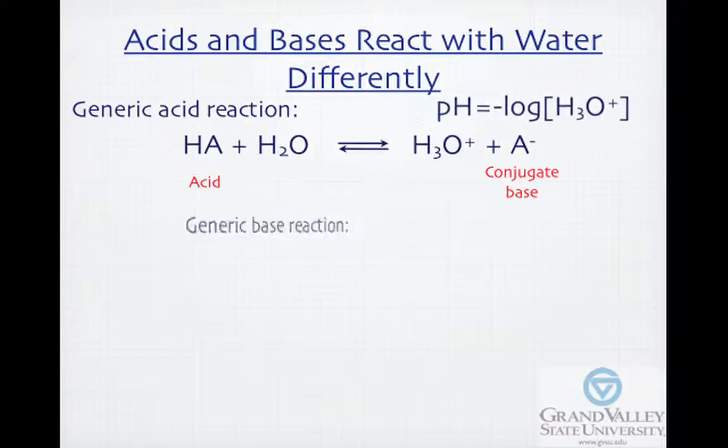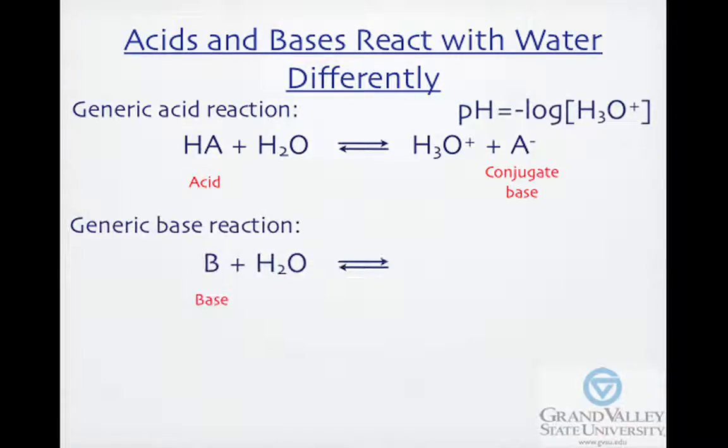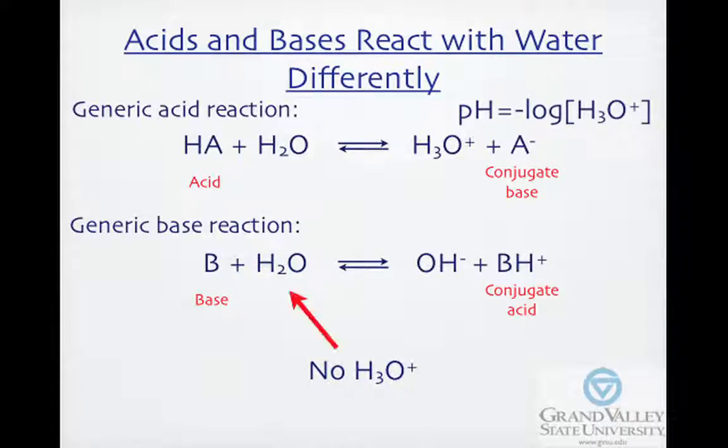However, bases react with water to form the hydroxide ion, or OH-, and the base's conjugate acid. Notice that this reaction does not contain H3O+ as either a reactant or a product. So how would one go about calculating the pH of a solution that seemingly has no H3O+? To answer this question, we first need to explore some important relationships.